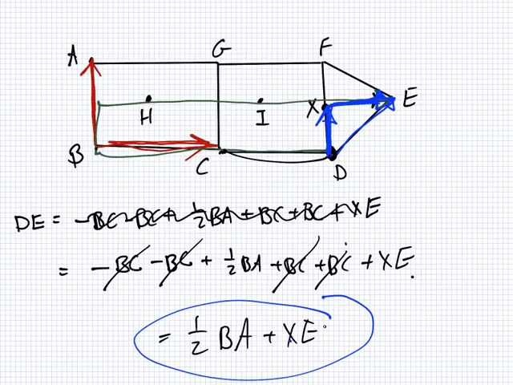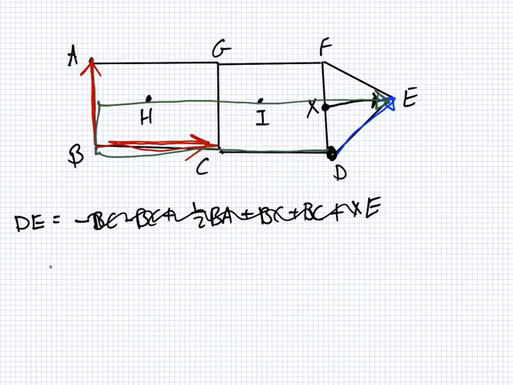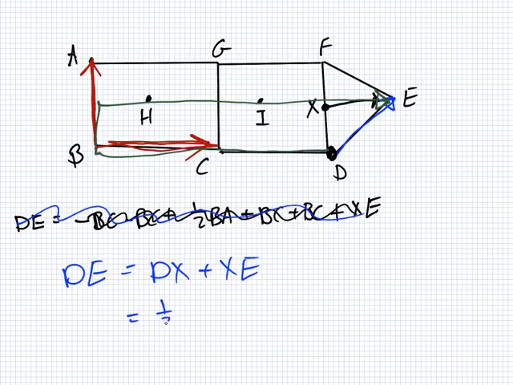Are you happy with this for DE? DX plus XE? Maybe you prefer it that way. I thought I was doing a way you prefer. DE is DX plus XE. That's a half BA plus XE. Is that okay?